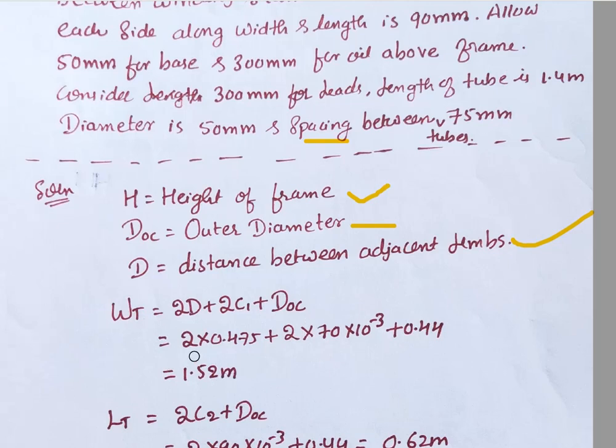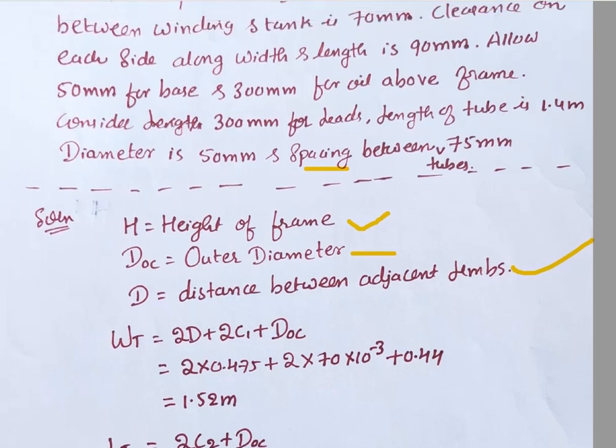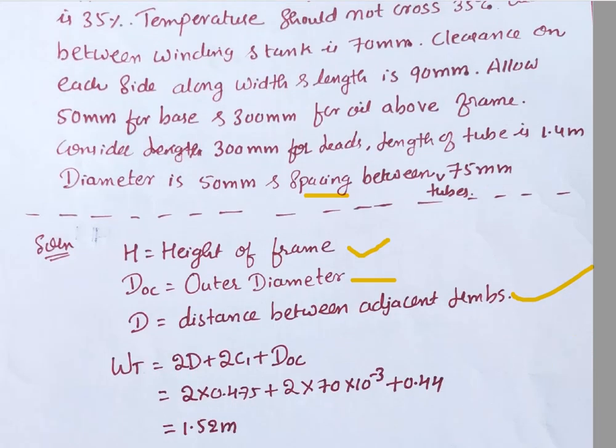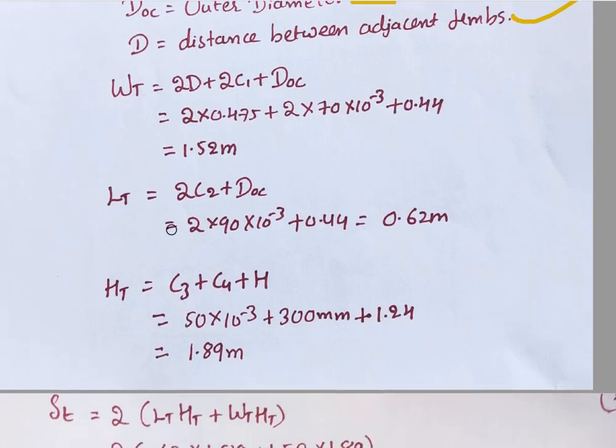In the question the distance between the adjacent limbs is given as 0.475 meter. Plus the clearance between the wall and the tank, given as 70 millimeter, and the diameter of the coil, given as 0.44. So you will get 1.5.